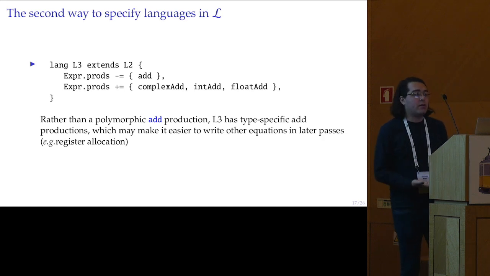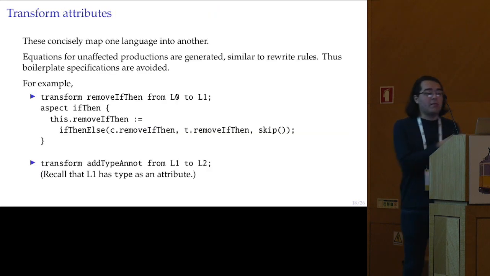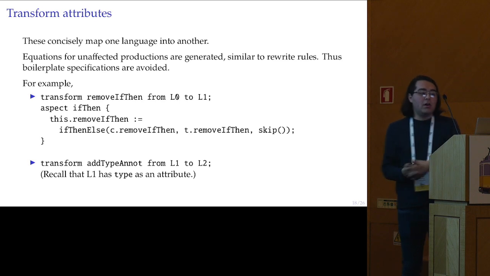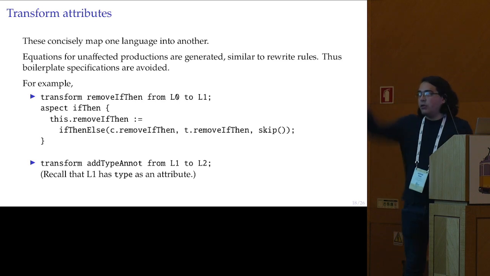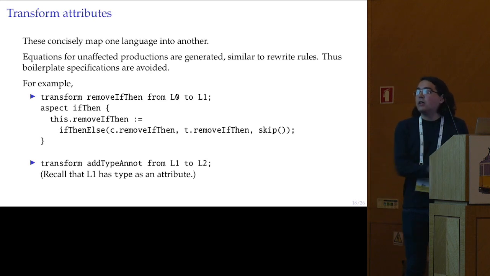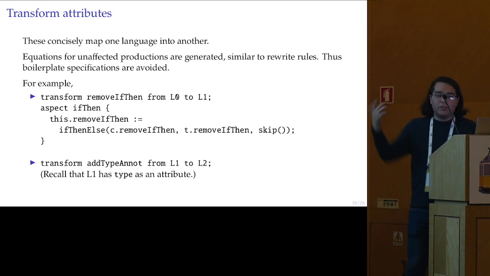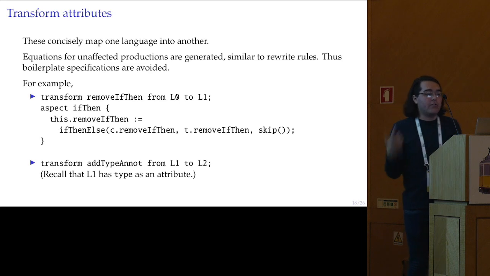So once we have our languages and the rest of our attribute grammar parts ready, we can then define transform attributes. Transform attributes are how we map one language to another. So you'll write some, like for removing if-then, you'll have an equation on the if-then production saying that the result of removing if-then is that if-then-else there. You can just demand the attribute on your children to get it recursively applied, and then you'll build a new tree and return the tree.